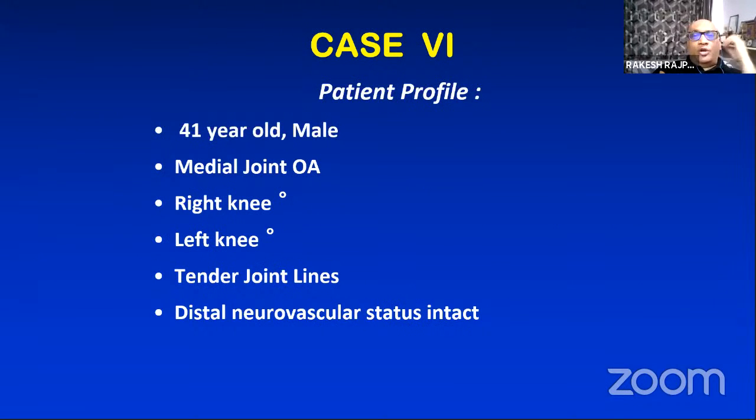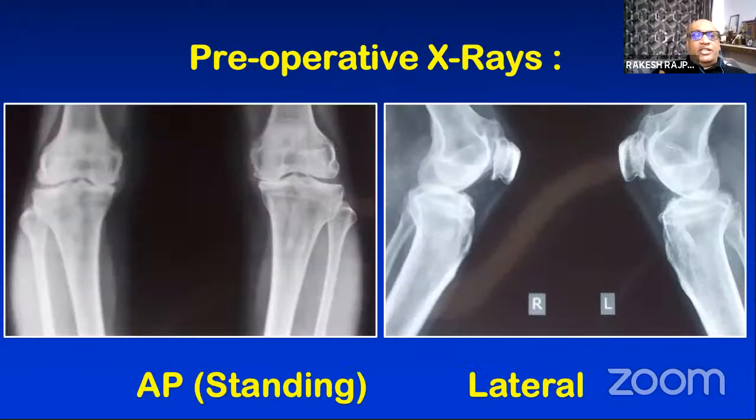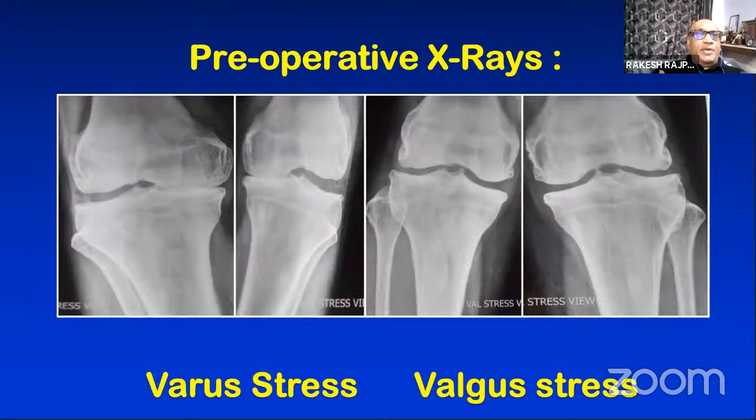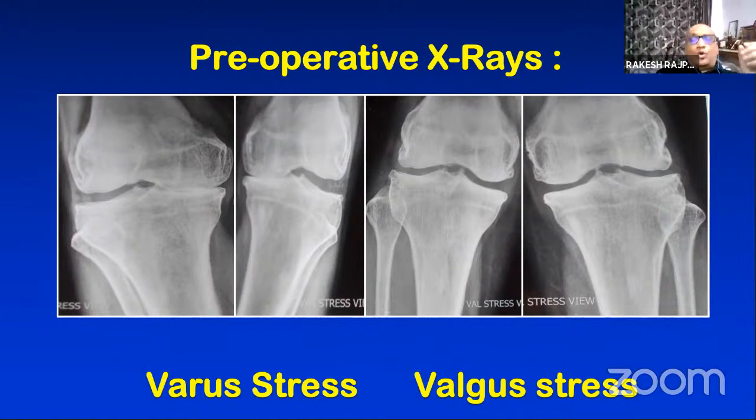This is a 41-year-old guy who came to me in 2008 with medial joint arthritis. At that time I did his x-rays, this is a standing view. I gave him all the options as to what he wanted. These are stress views, and you can see this clear-cut bone-on-bone contact. However, on stressing laterally, there is good lateral joint space. At that time, I was also offering high tibial osteotomy to these patients.